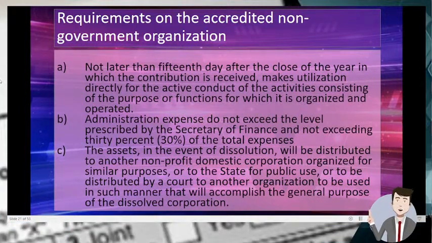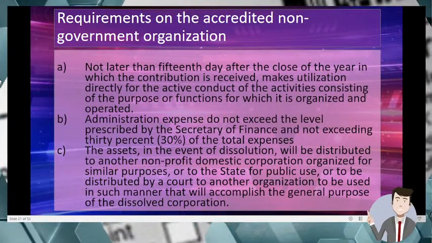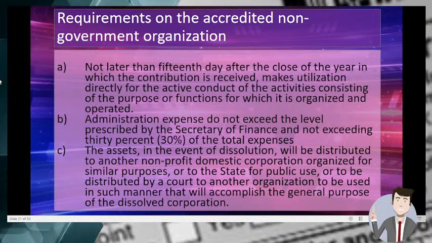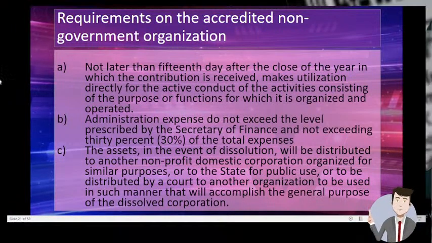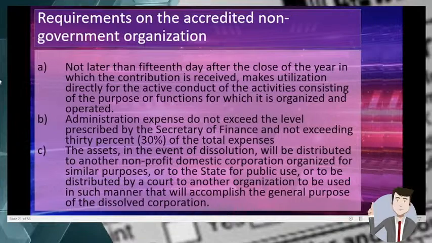So if you receive accreditation as a non-government organization, all of the contributions that you are going to receive, your donor will be allowed a full credit in their gross income. Okay? Full credit in their gross income.